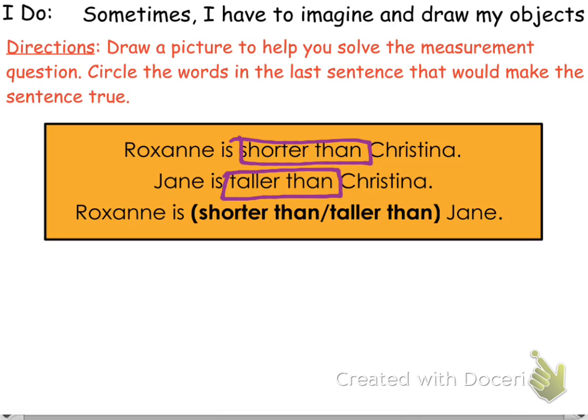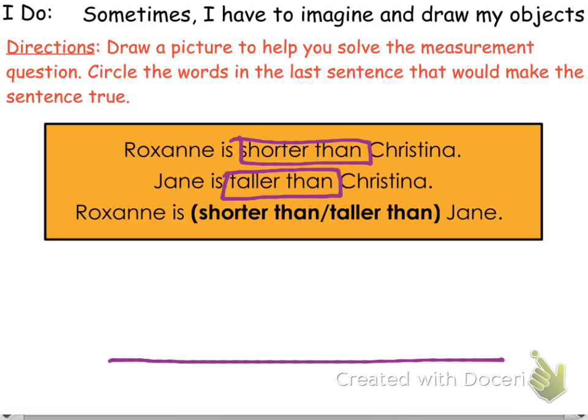So the first thing I'm going to do is draw an endpoint. Now remember, an endpoint is important. It's where everyone starts off. It's the starting point. Okay, so I'm going to redraw that to make sure it's a little bit straighter. Perfect. So now it says Roxanne is shorter than Christina.